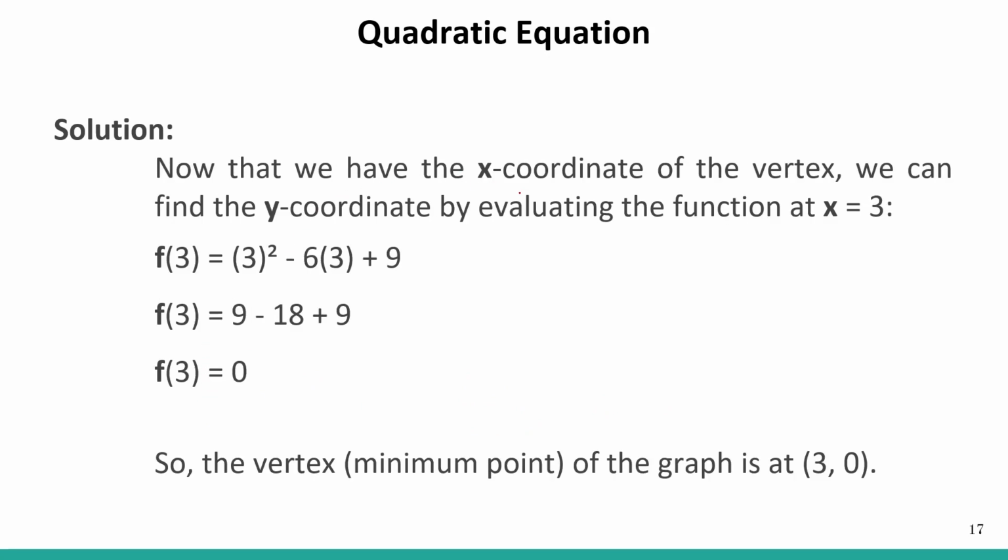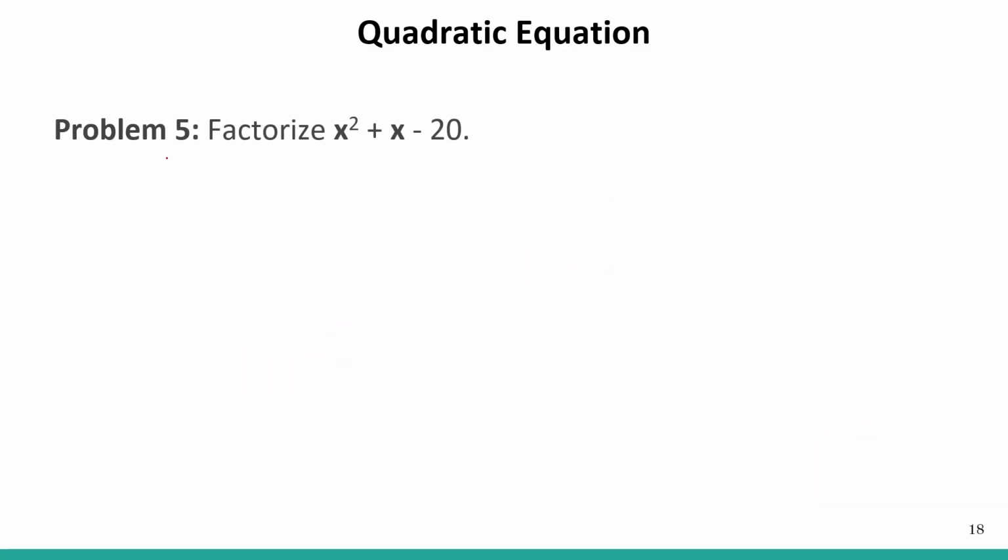So now we have the x coordinate of the vertex. So find the y coordinate of the vertex. So y coordinate will be what? For f of 3, that is equal to 3 square minus 6 into 3 plus 9. So 9 minus 18 plus 9 is equal to what? It is also 0. So the vertex or minimum point of the graph is 3, 0. Okay, in graph the point will be 3, 0.